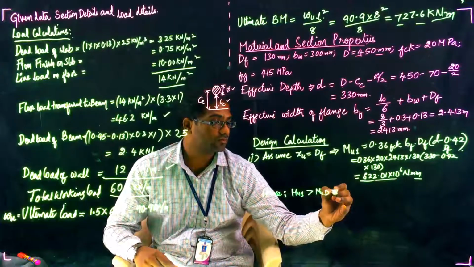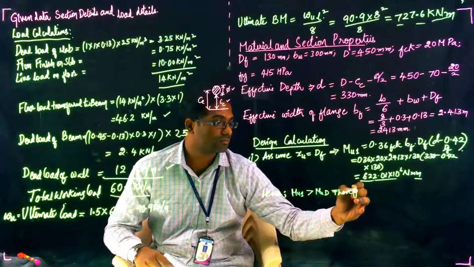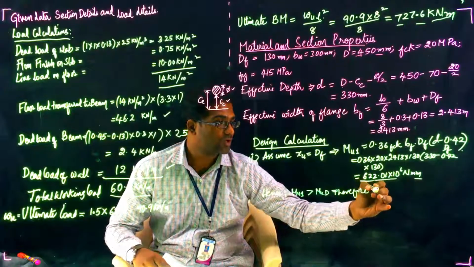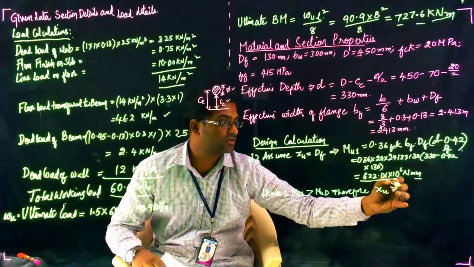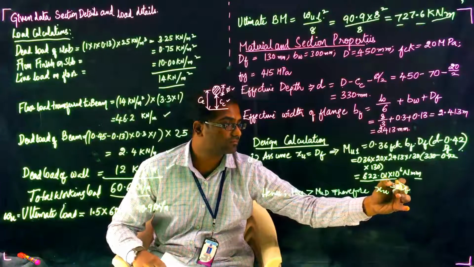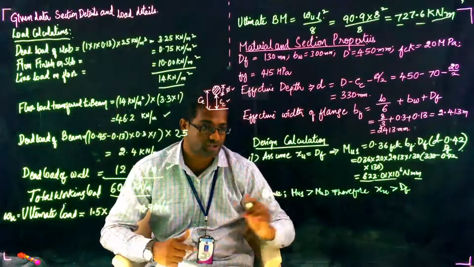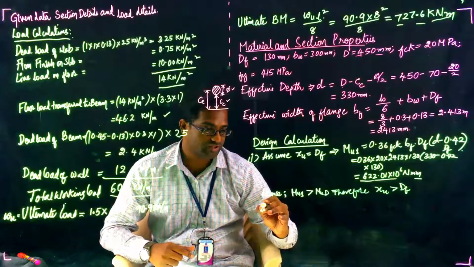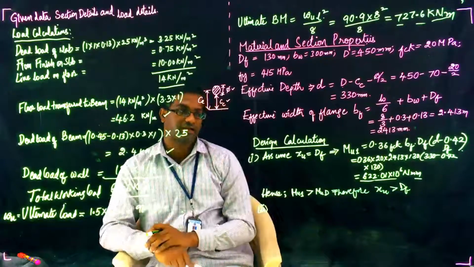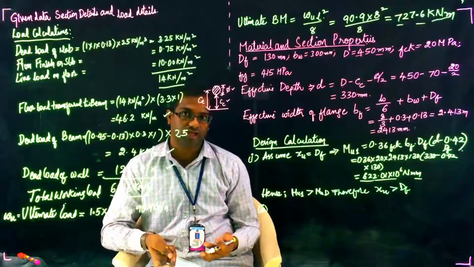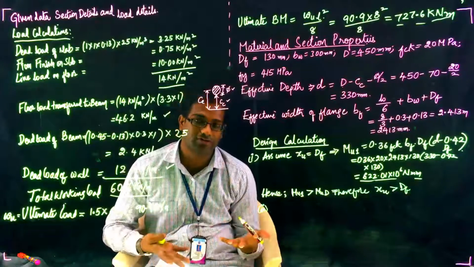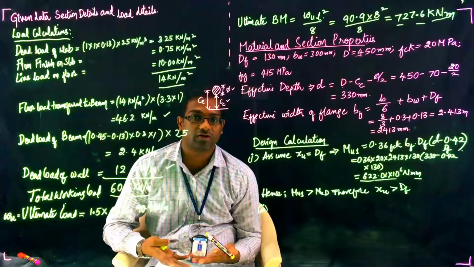Therefore, XU will be greater than DF. This is the conclusion. So, in the second assumption, we will assume more than DF value. So, how much more DF value we need to assume?